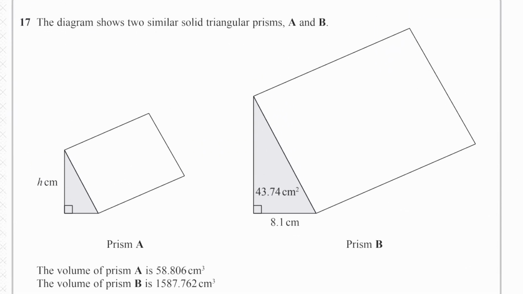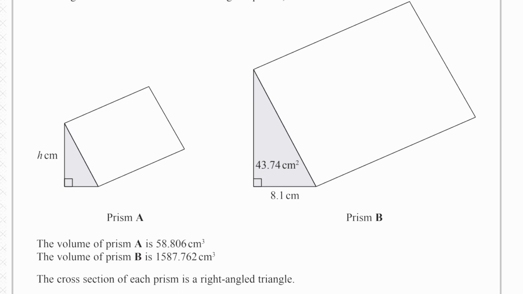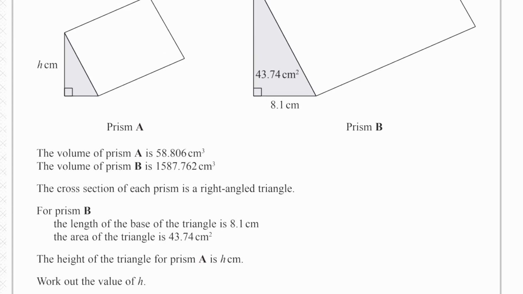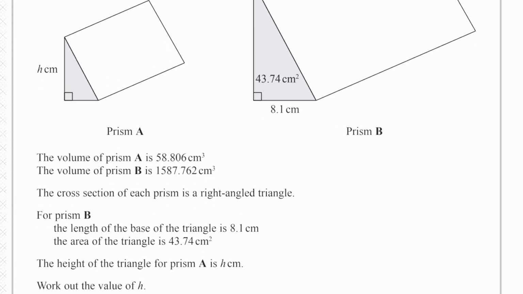Okay, question 17, then we're looking at 2 solid triangular prisms, A and B. We're told the volume of prism A is that, and prism B is that. And we'll screen up the scribble so you can see it. The cross-section of each prism is a right-angled triangle, and we're given the length and the area of the right-angled triangle in prism B. Okay, the height of the triangle for prism A is h centimeters. Work out the value of h.